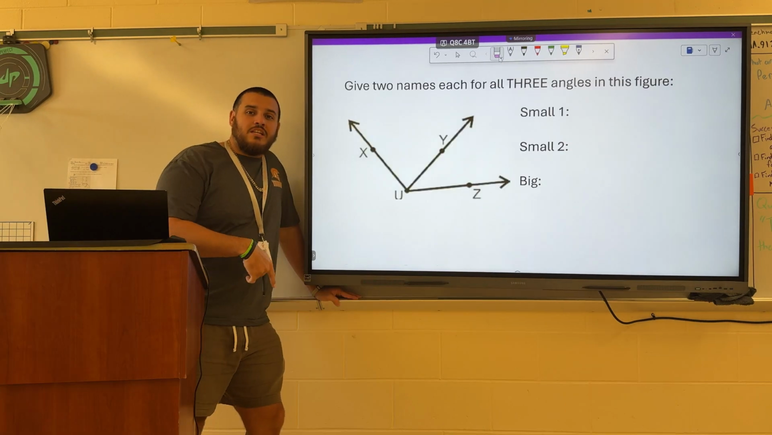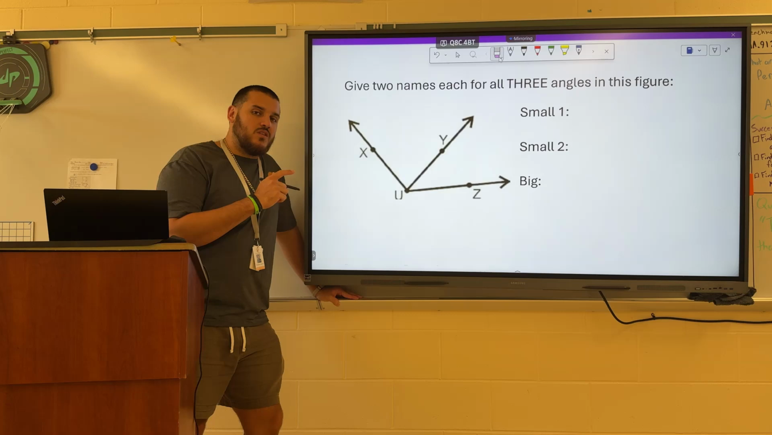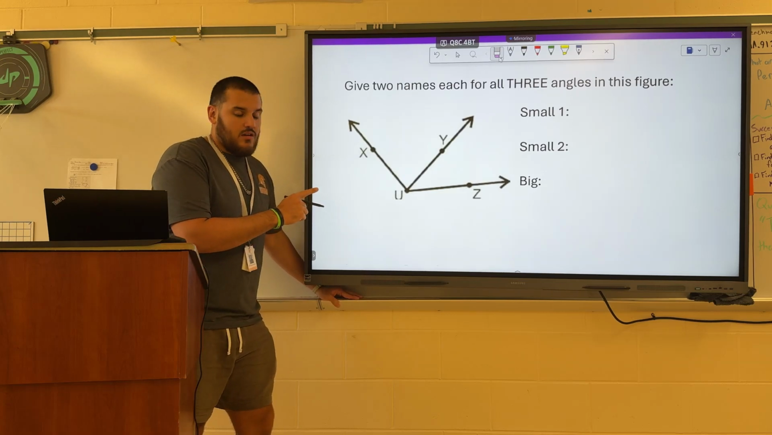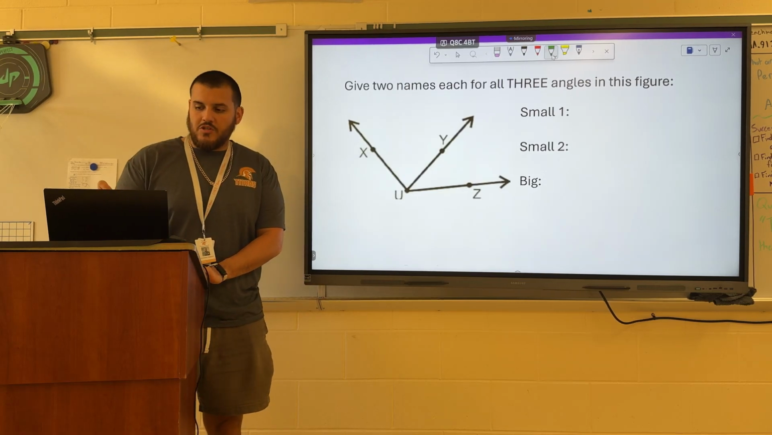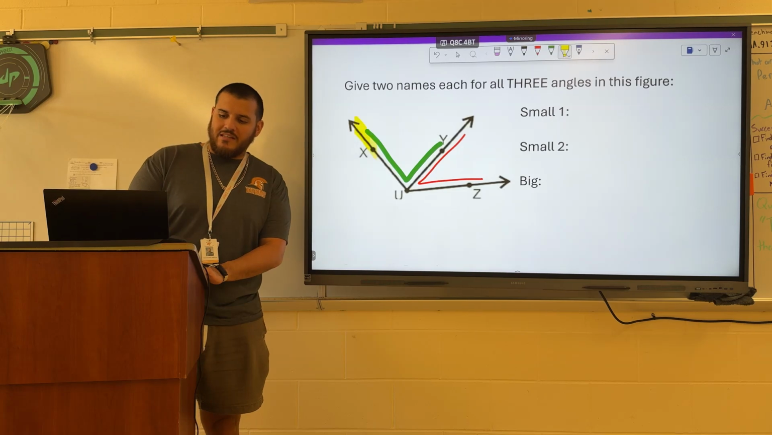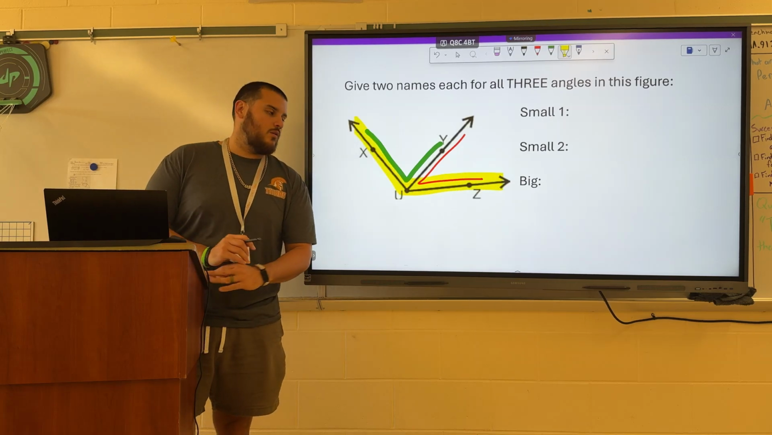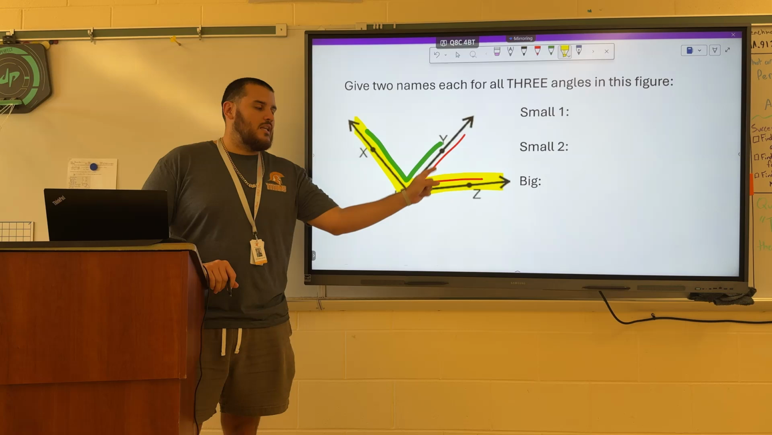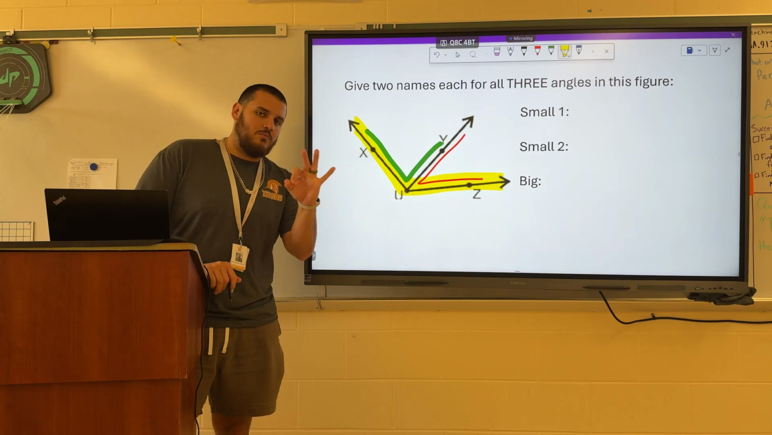Here's an opportunity right away to see if you can name angles using points. In this figure, there are actually 3 angles. I'm sure most people see this little angle here and this little angle here, but when we combine those together, we get this large angle over here. So pause the video, see if you can name all 3 of these using 3 points per name.